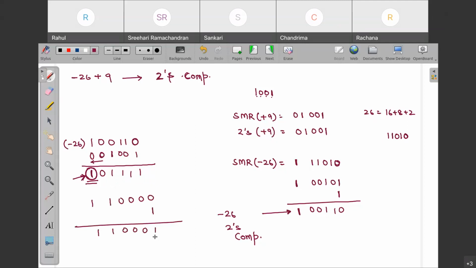So this number is what? This is 16 plus 1, 17, and this is minus. You can see minus 26 plus 9 comes out to be minus 17. So this is what I am getting.